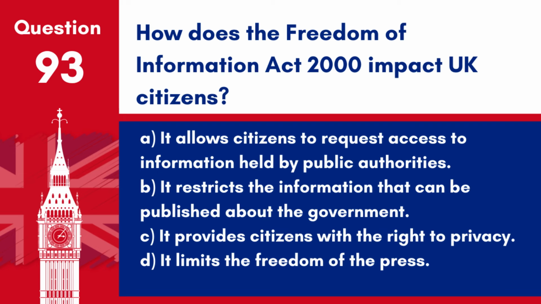Question 93. How does the Freedom of Information Act 2000 impact UK citizens? A. It allows citizens to request access to information held by public authorities. B. It restricts the information that can be published about the government. C. It provides citizens with the right to privacy. D. It limits the freedom of the press.